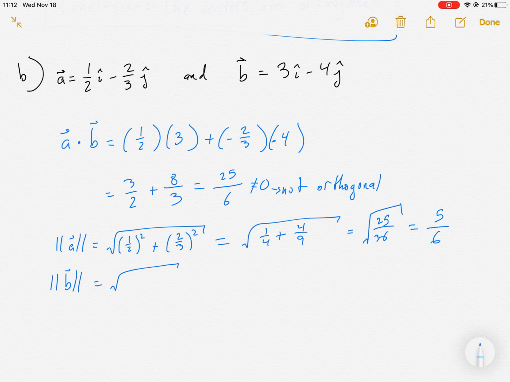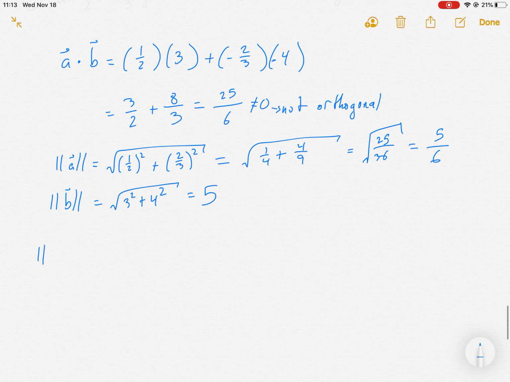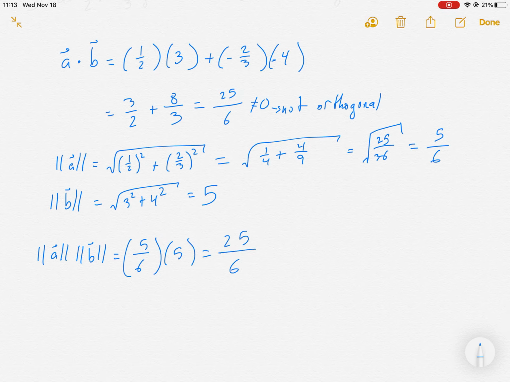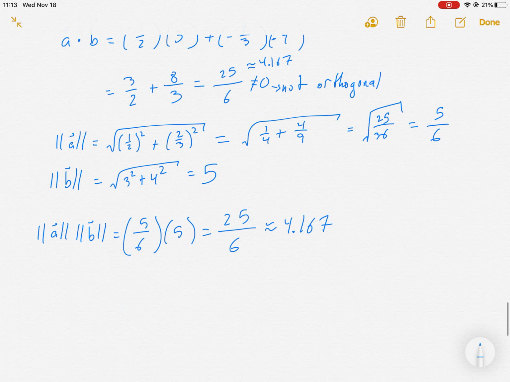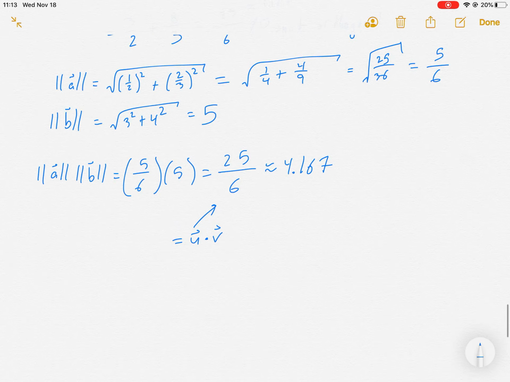And then for B, we end up with the square root of 3 squared plus 4 squared, which is really just a 3, 4, 5 triangle, so I do know that that's 5. And so then if I find their magnitude product, I end up with 5/6 times 5, which actually would give me 25/6. Now you could do all this on the calculator as well. You should end up with, I believe, about 4.167, 4 1/6 basically. And so notice that this actually matches u dot v, which we found above. So therefore we could conclude that the vectors are parallel in this case.